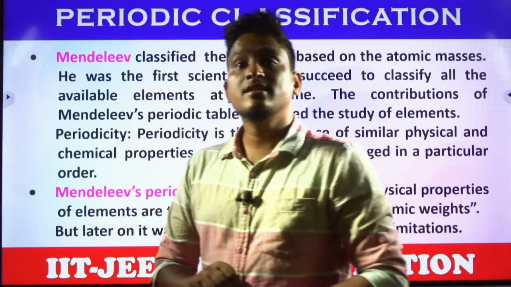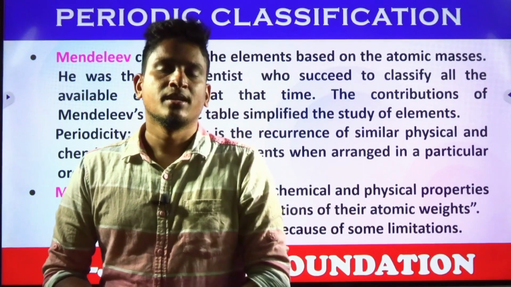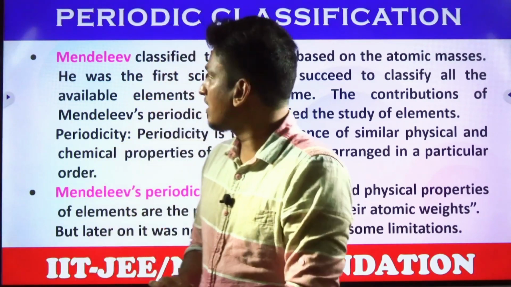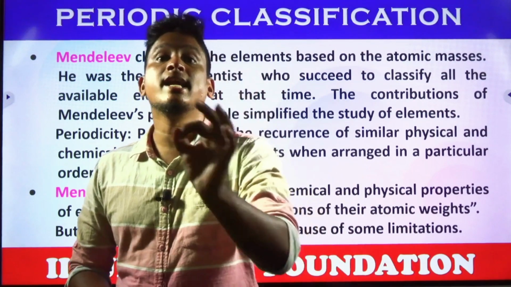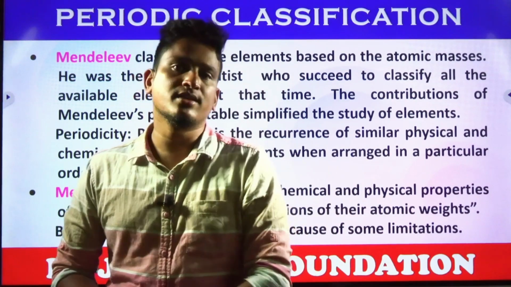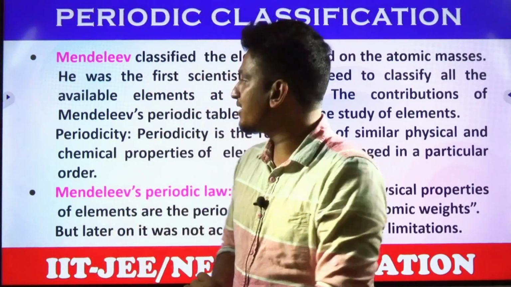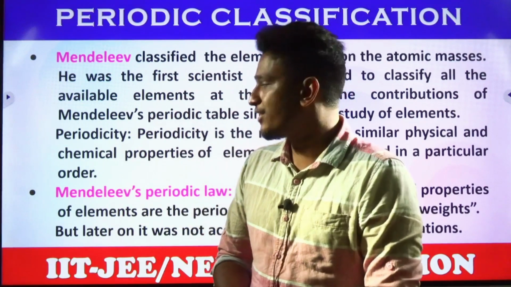The next significant classification is done by the scientist Mendeleev. Mendeleev is a Russian chemist, students. He classified the elements into 7 periods and 8 groups. He is the one scientist who classified the elements into groups and periods, and he classified all the elements based on increasing order of atomic masses.